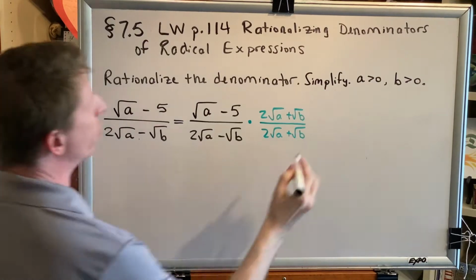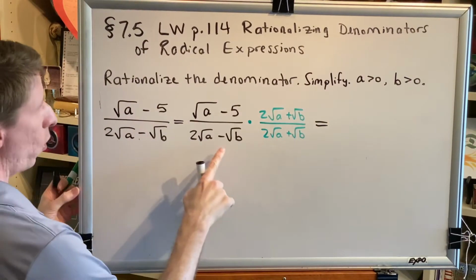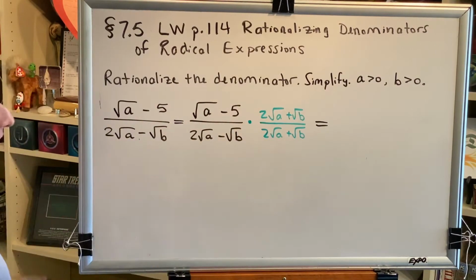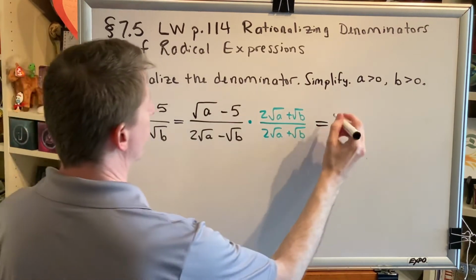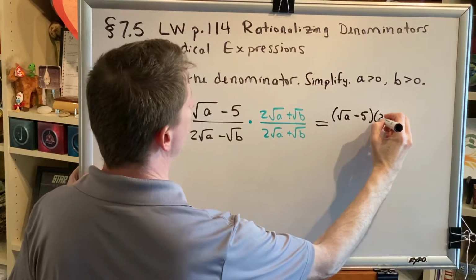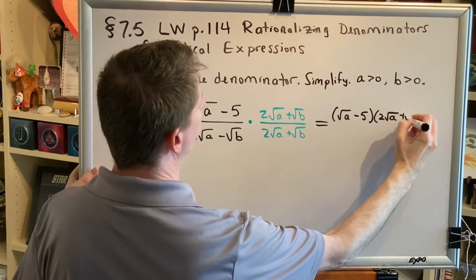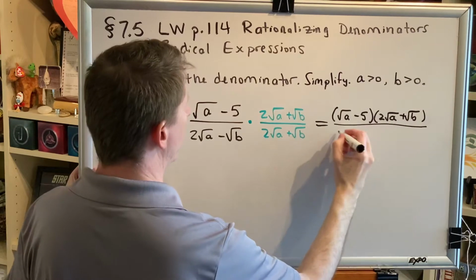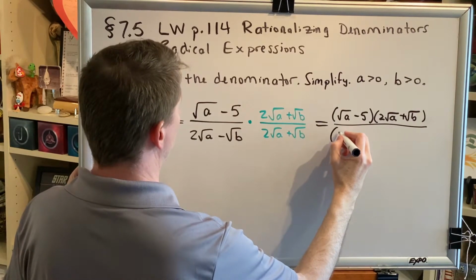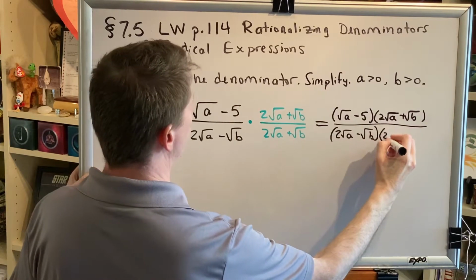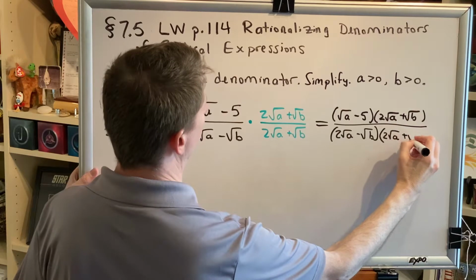All right, what do we do with the conjugate? Well, we identify the conjugate and then we multiply top and bottom by that conjugate. All right, next, multiply the two fractions. So this is going to be root a minus 5 times 2 root a plus root b, divided by 2 root a minus root b times 2 root a plus root b.